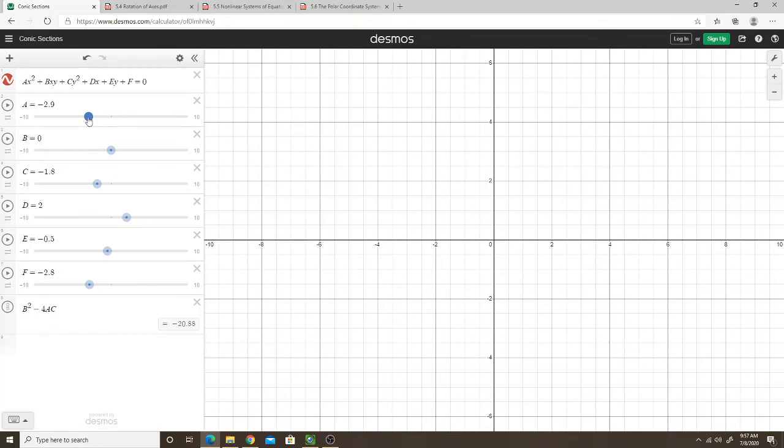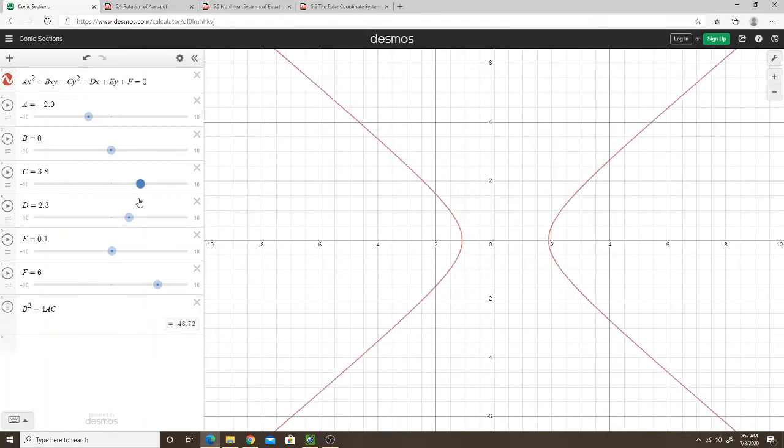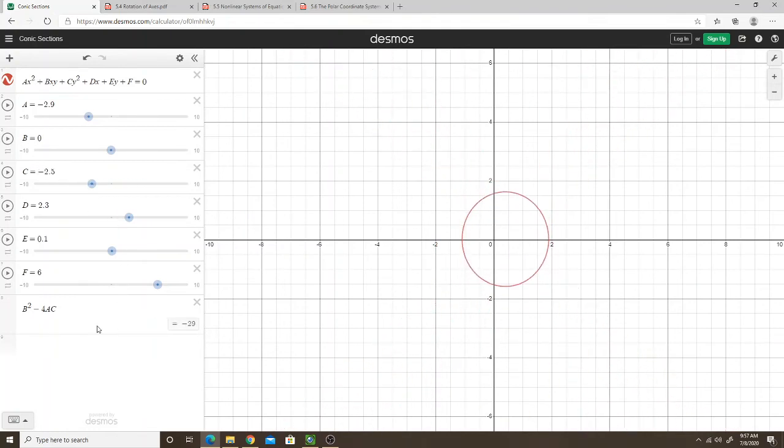If, on the other hand, see over here it's degenerate, right? Over here you get an ellipse because your discriminant's negative. The ellipse stays, but if I change c, then potentially we can change what kind of conic section we have altogether, right? That's kind of interesting.